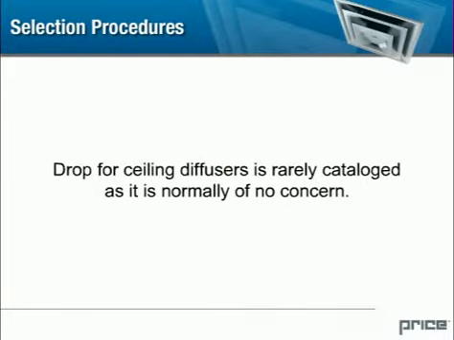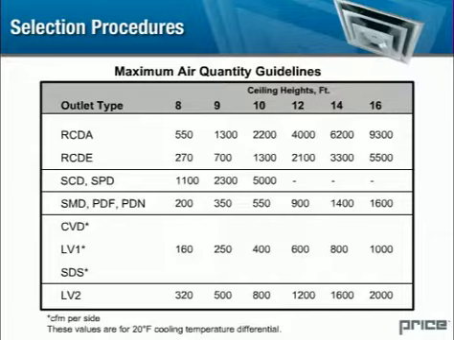Drop for ceiling diffusers is rarely catalogued as it's normally of no concern. In standard cooling conditions, the air jet does not reach into the occupied zone and therefore is not catalogued. However, for applications with low ceiling heights or when large volumes per outlet are required, the drop should be considered. The following table is a guideline for maximum air quantity allowable for given ceiling heights to satisfy 80% or higher occupant criteria.